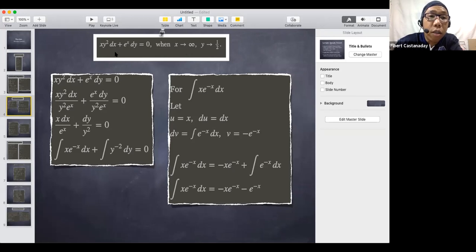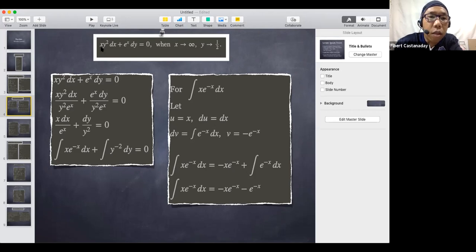Now, xy squared dx plus e raised to x dy is equal to 0. So this differential equation is in the format m dx plus n dy, where m is the coefficient of dx and n is the coefficient of dy. Now, our objective here is to solve the particular solution since you are given conditions. So when x approaches infinity, y approaches 1/2, or y is 1/2.